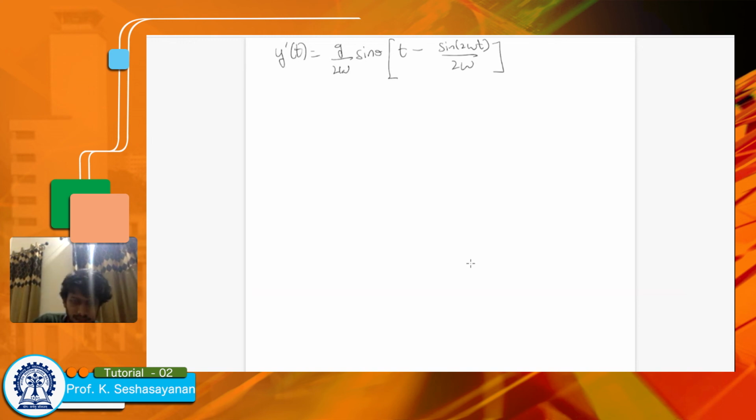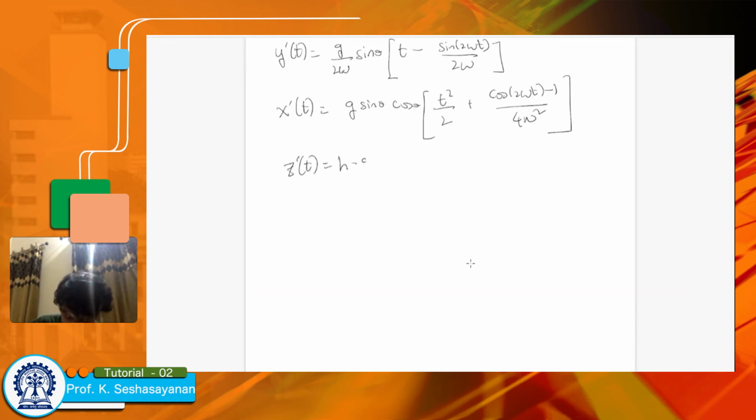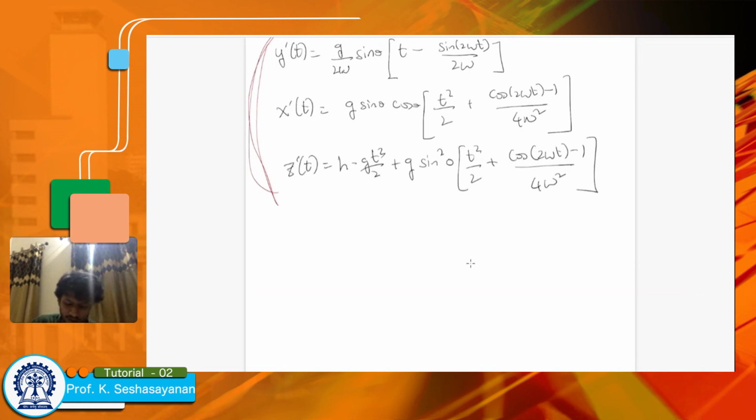And we can write down x prime also. One gets g sin theta cos theta times t square by 2 plus cos 2 omega t minus 1 by 4 omega square. And z prime of t equal to h minus gt square by 2 plus g sin square theta times t square by 2 plus cos 2 omega t minus 1 by 4 omega square. So these are the equations of motion, the position vector for a particle which is falling under the effect of gravity.